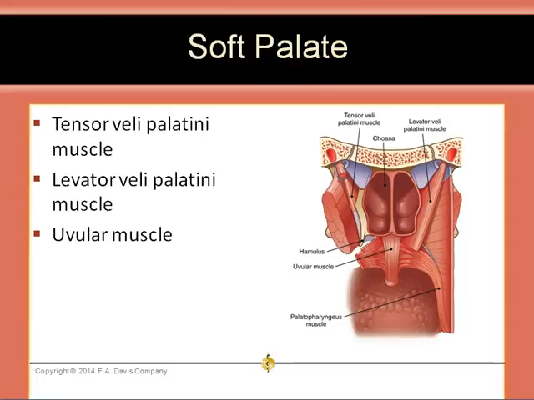The soft palate is made up of the tensor veli palatini muscle, the levator veli palatini muscle, and the uvular muscle. The vagus nerve innervates all of the palatal muscles, except the tensor veli palatini muscle, which is innervated by the trigeminal nerve.